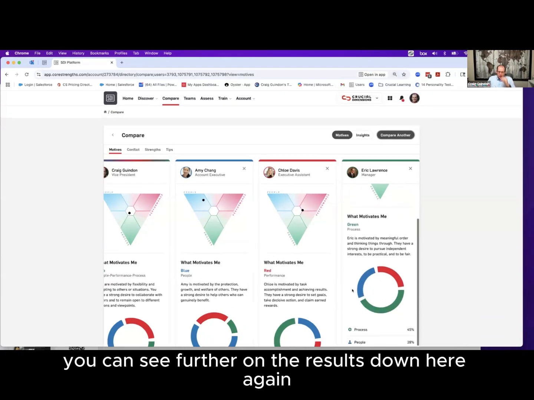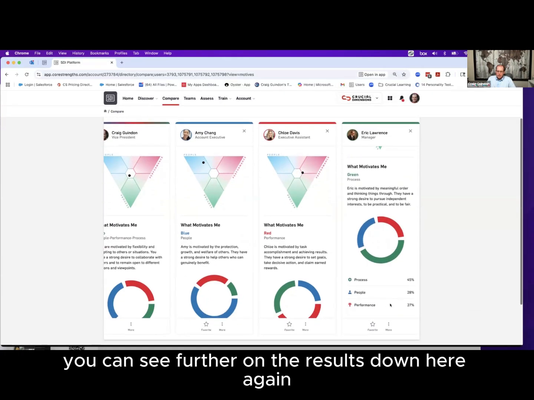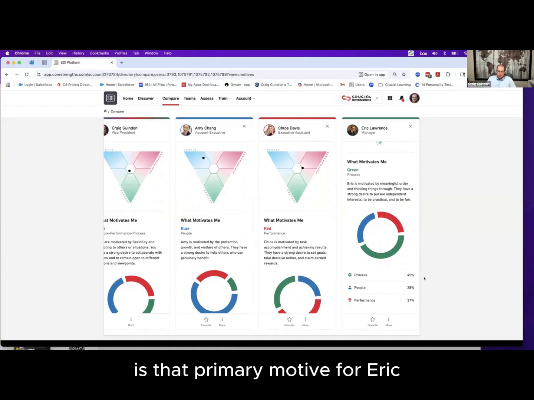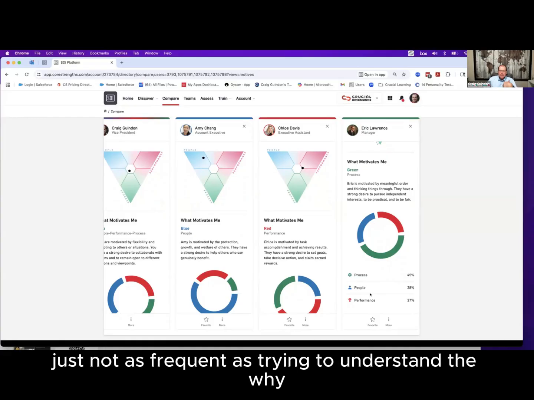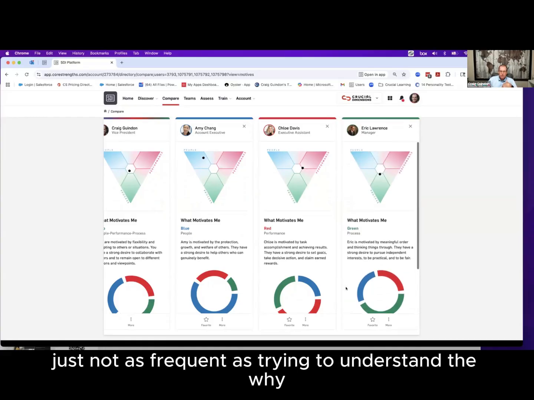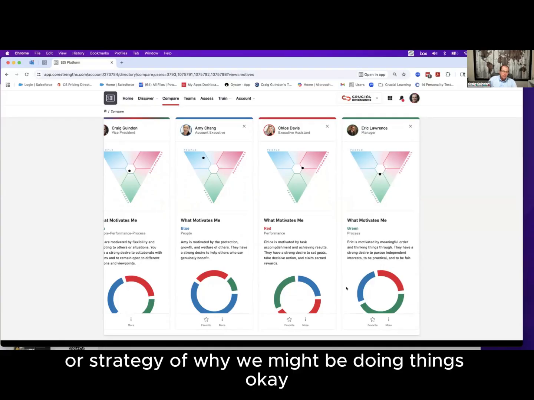Okay. You can see further on their results down here. Again, it's that primary motive for Eric of what's most important, is that logical order process. He does care about people and growth and development. He does care about performance, just not as frequent as trying to understand the why or strategy of why we might be doing things. Okay.